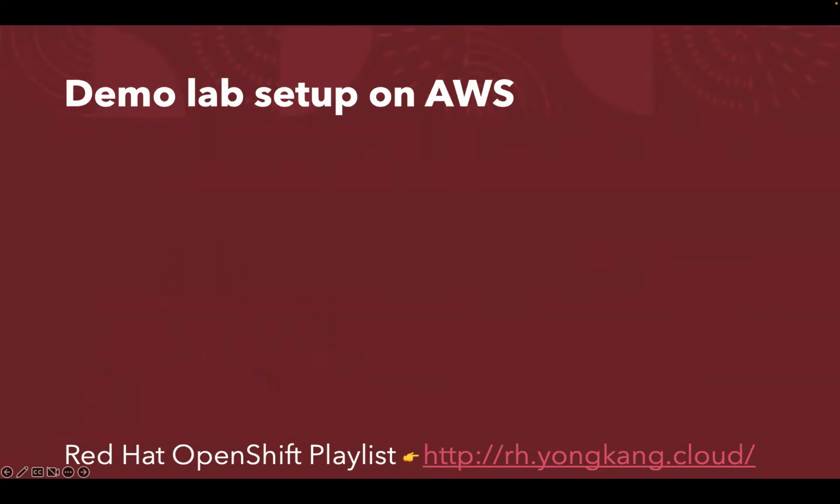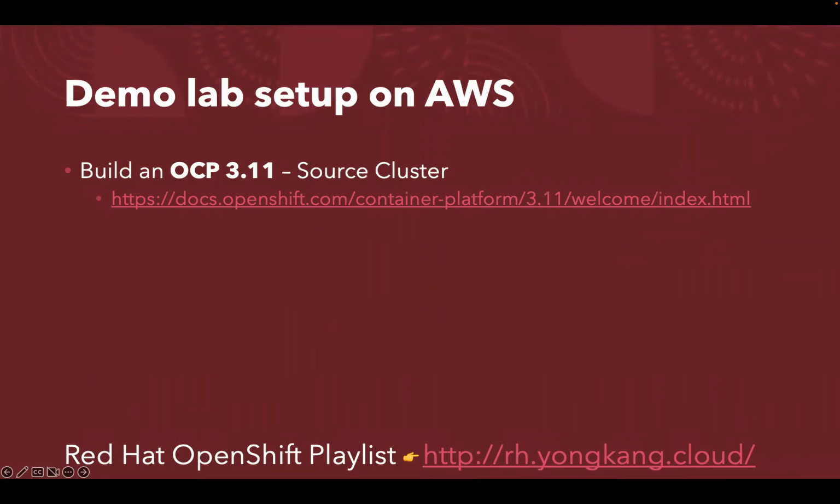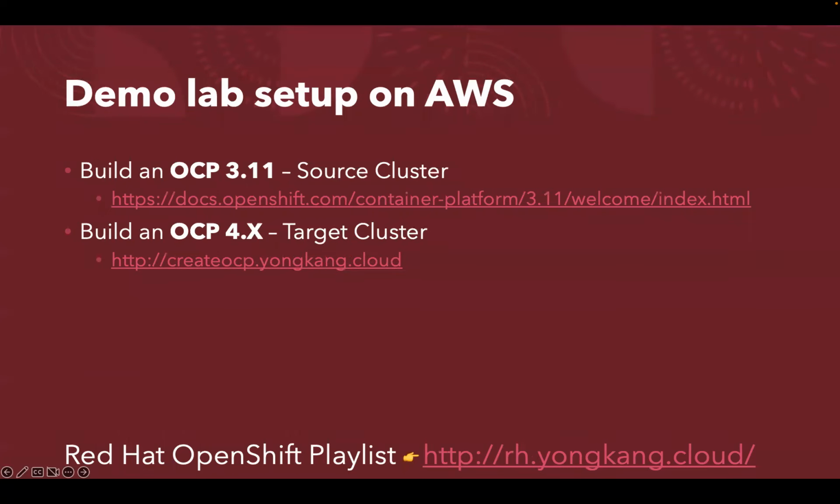So first of all, we need to set up the demo lab. I built the whole demo lab on AWS Cloud. First, I need to build an OpenShift Container Platform 3.11 as a source cluster on AWS Cloud. If you don't have an OCP 3.11, you can follow the link to build an OCP cluster by yourself. And secondly, you need to build the OCP 4.x as a target cluster, also running on AWS Cloud.